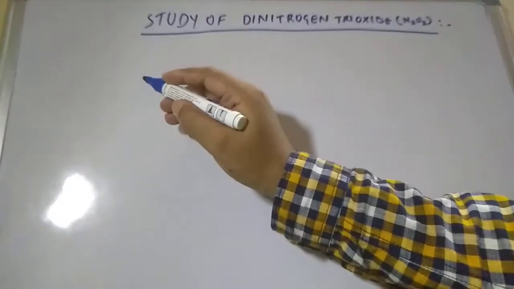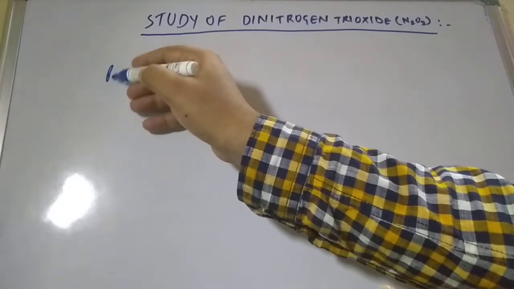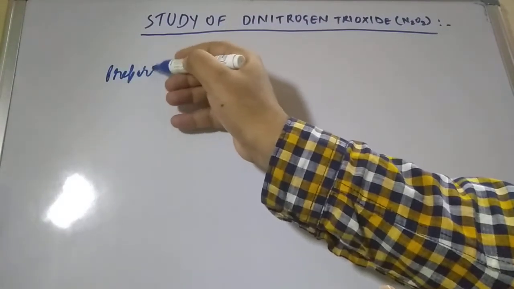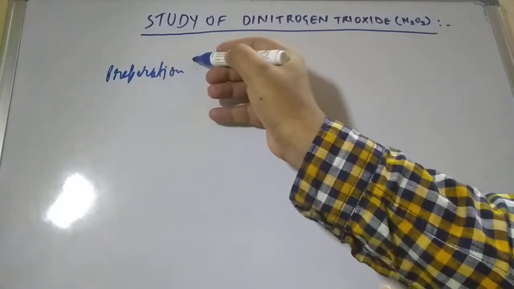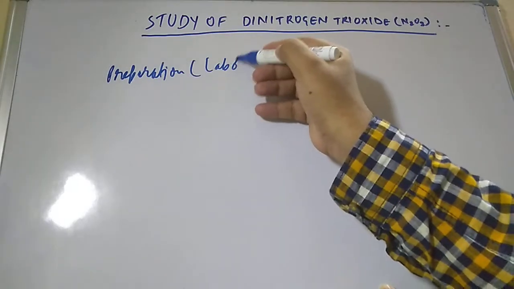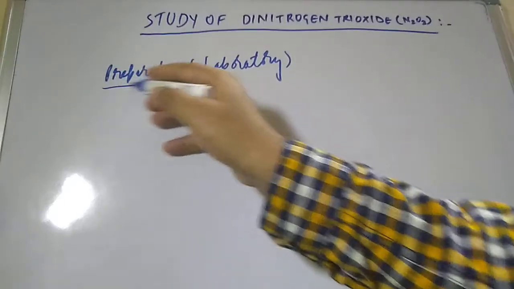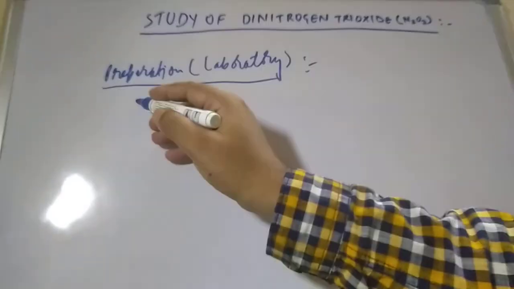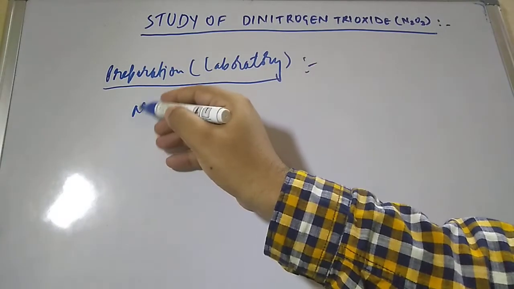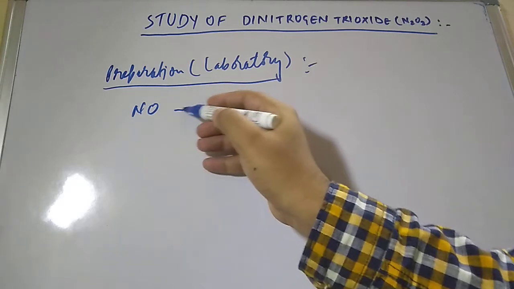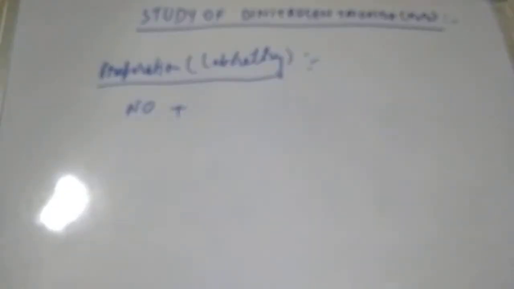Okay. Now, what is the important thing? The preparation is also important, and the laboratory method is the important one. Other methods of preparation are not that important for competitive exams, but the laboratory method is important. In the laboratory method, we prepare it from nitric oxide, NO, and nitrogen tetroxide.